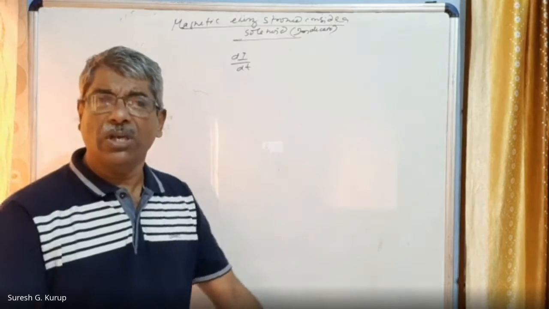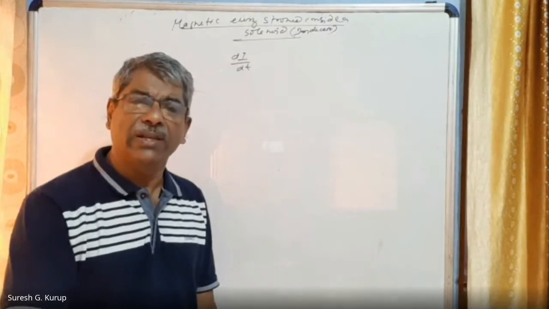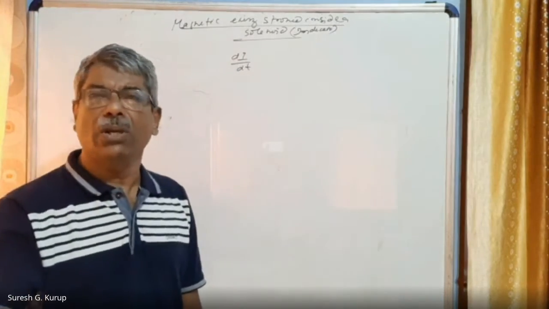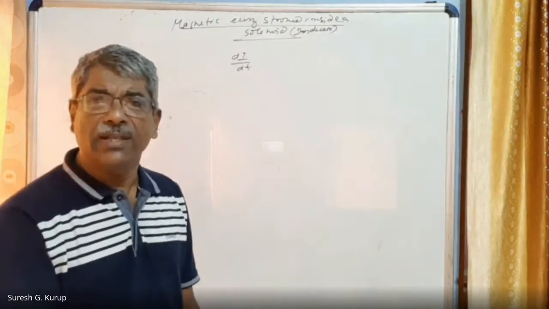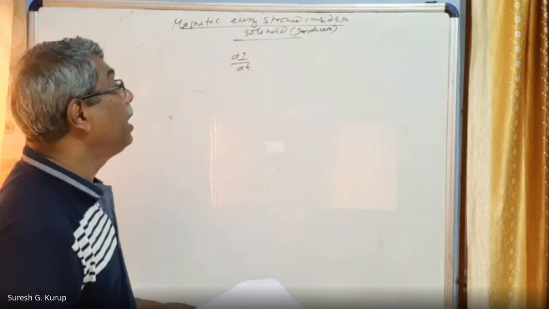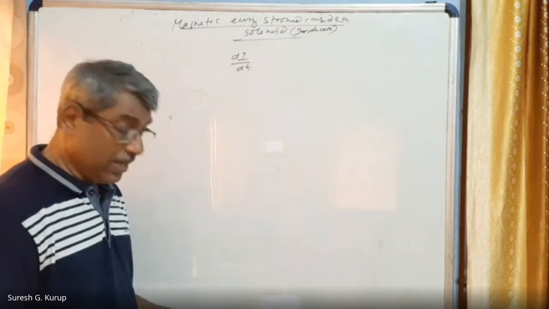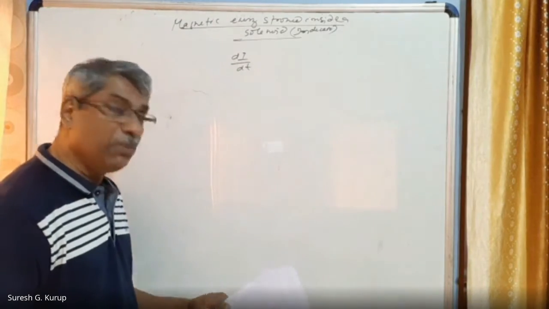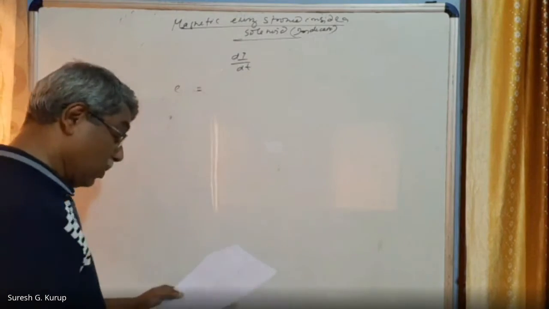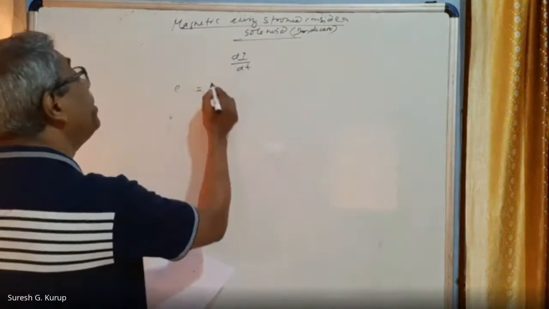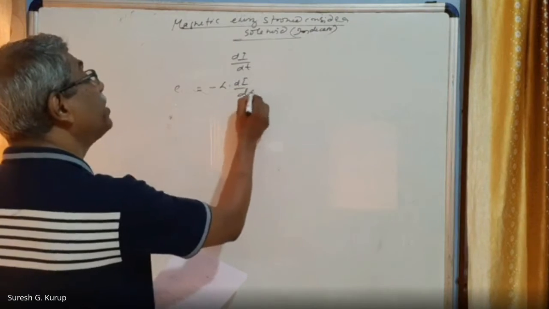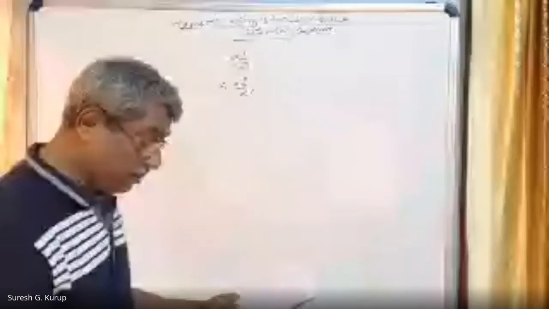When a potential difference is applied across the two ends of an inductor, the current will increase gradually. So there will always be a change in current through an inductor. So at any instant, the rate of change of current through an inductor is di by dt, and L is the self-inductance of the coil. Then the EMF induced in the coil is equal to L into di by dt, or minus L into di by dt also we can write. This is the induced EMF.